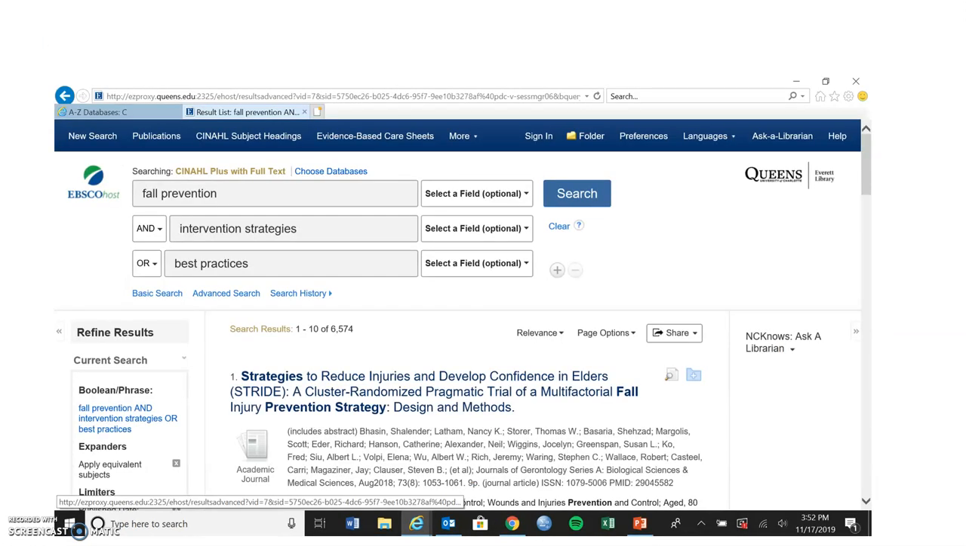Here we have the example I was speaking of: fall prevention and intervention strategies, or best practices. You can limit the terms to the results, and there is a separate PowerPoint that I have listed in the course that can show you how to conduct the Boolean search for your assignment.